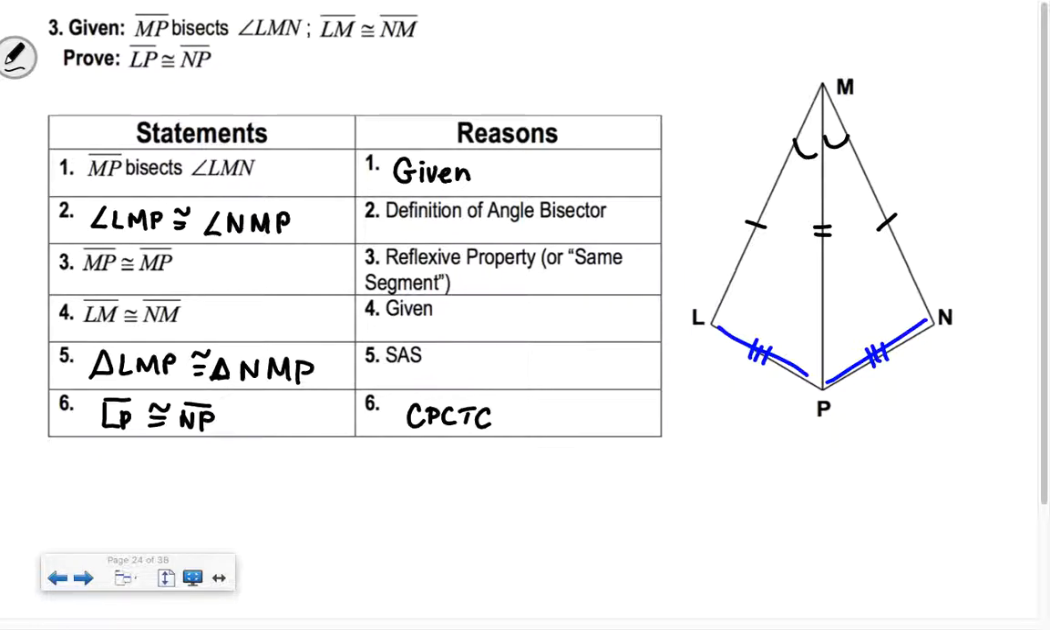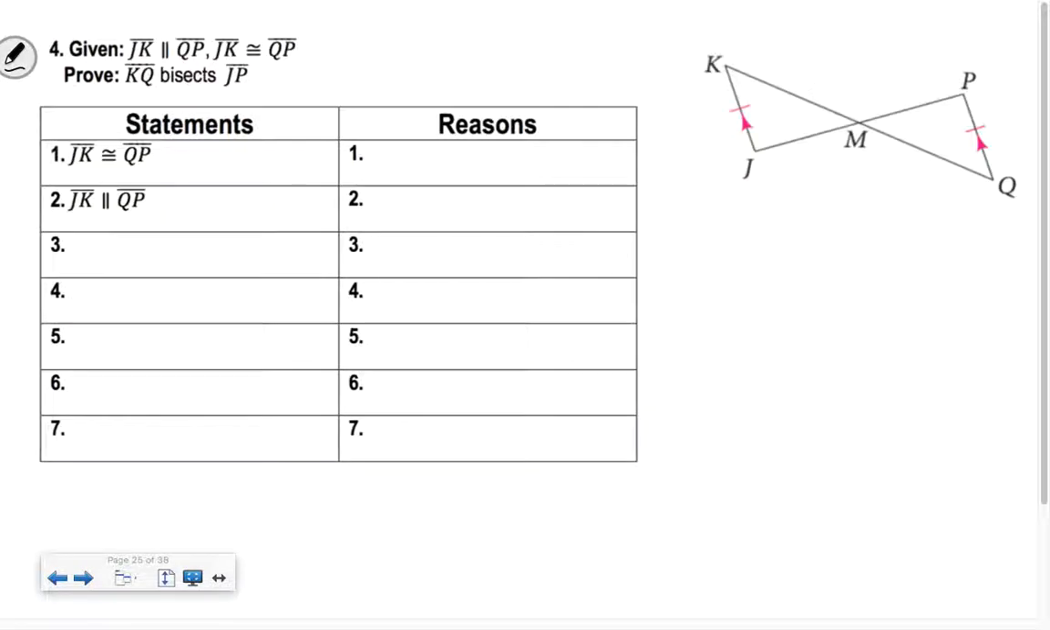Okay, so are you seeing how this is working? These are probably the most common proofs in geometry. The ones where you get triangles congruent and then you use CPCTC. Okay, so this next one.